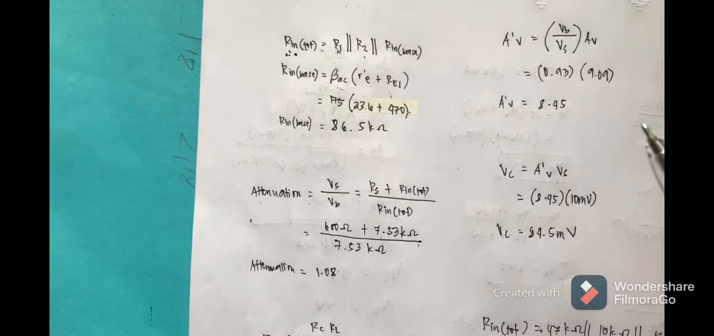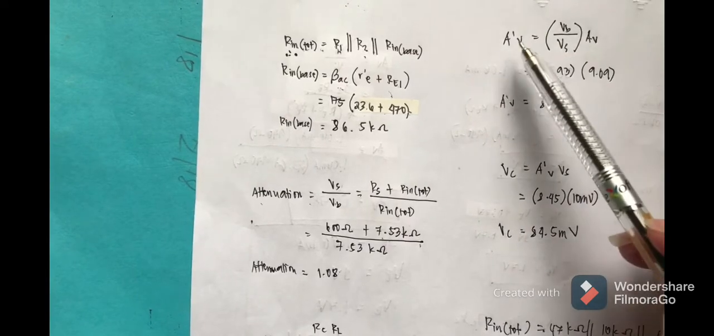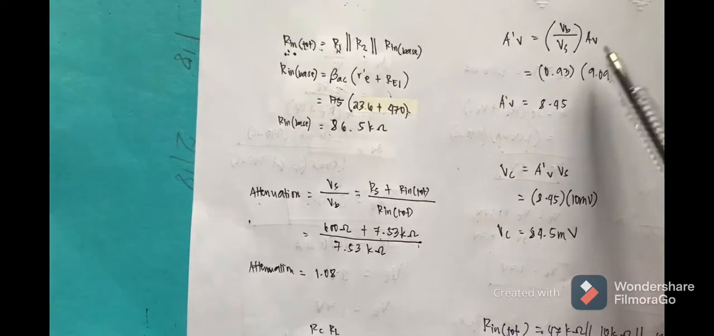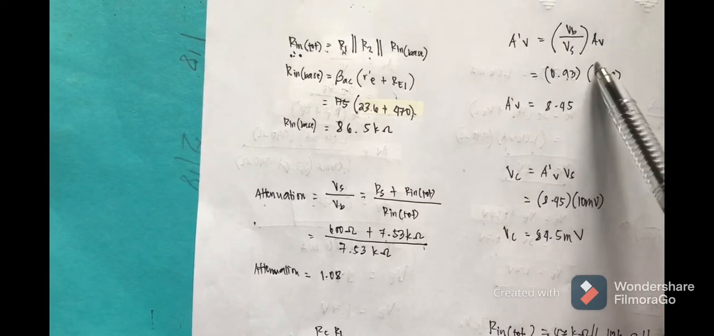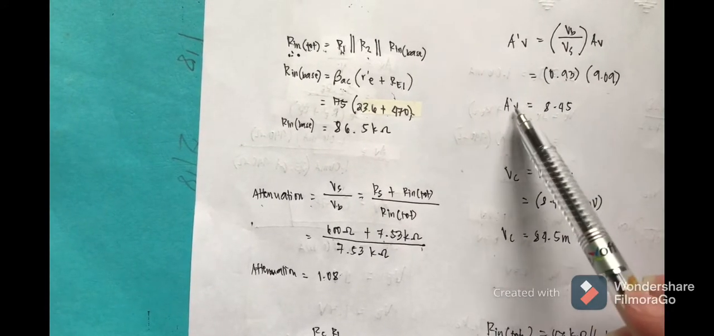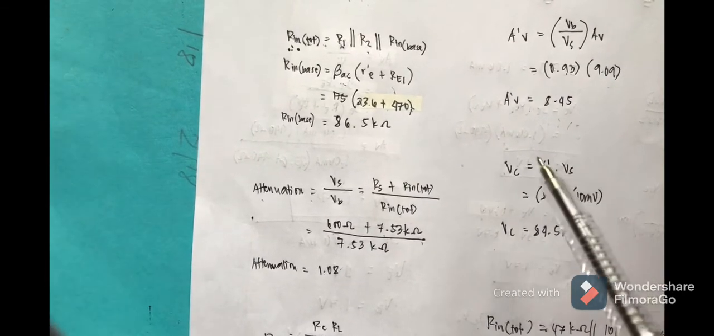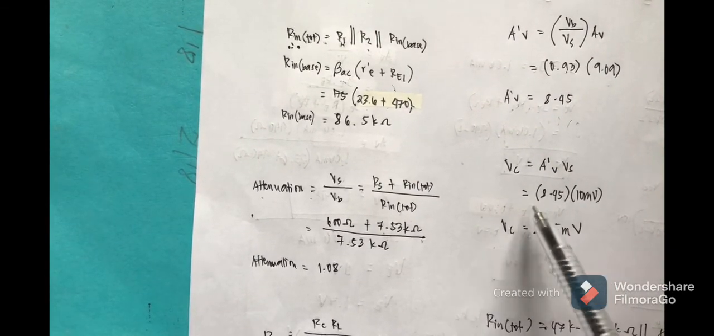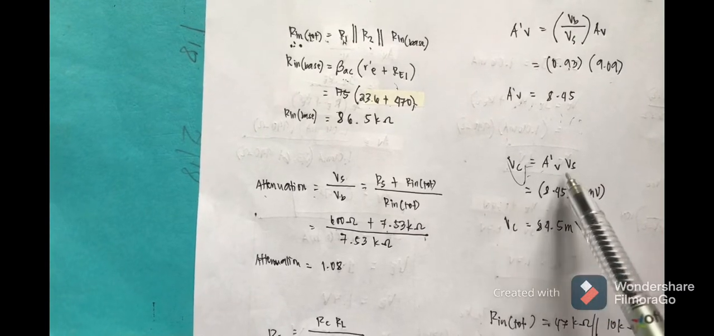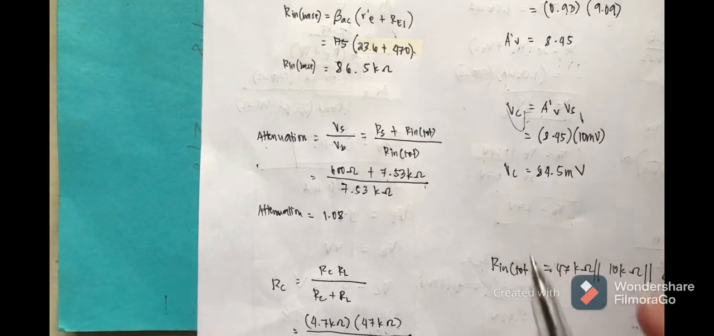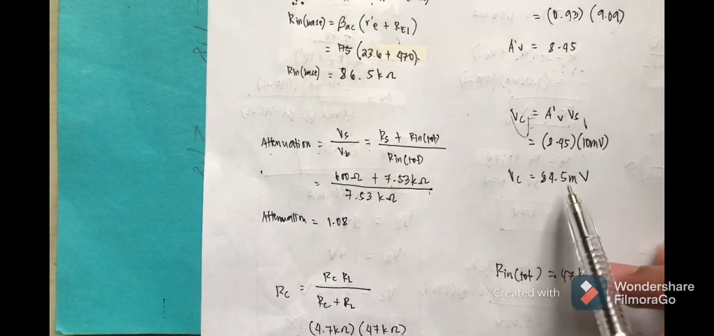The overall voltage gain is the reciprocal of the attenuation times the amplifier voltage gain. So the formula is A'v equals Vb over Vs multiplied by AV. So 0.93 multiplied by 9.09, A'v is 8.45. The source produces 10 mV RMS. So the RMS voltage at the collector is Vc equals A'v multiplied by Vs. So 8.45 multiplied by 10 mV. So the answer for Vc is 84.5 mV.